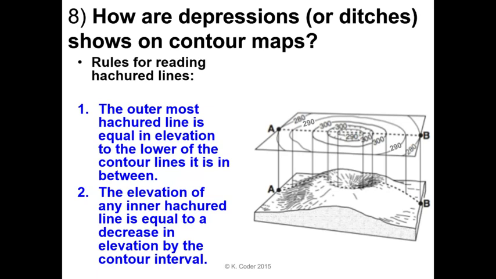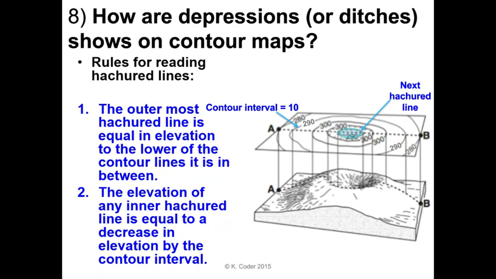Second, the elevation of any inner hatched line is equal to the decrease in elevation by the contour interval. So where we had our outer hatched line of 300, the next hatched line is inside of there, and that's also got those little markings. So that shows a decrease of the same contour interval of 10. So the next inside line would be 290. Our contour interval was 10 as we went up, and it's going to be 10 as we go down as well.